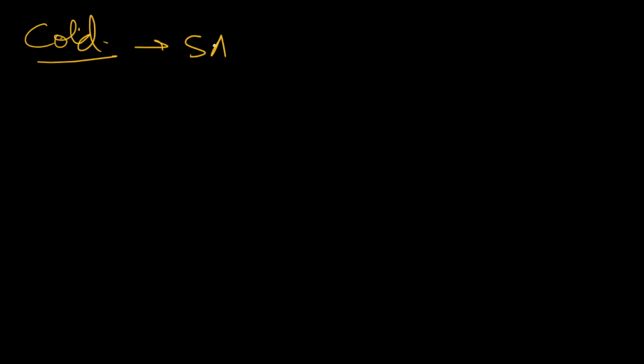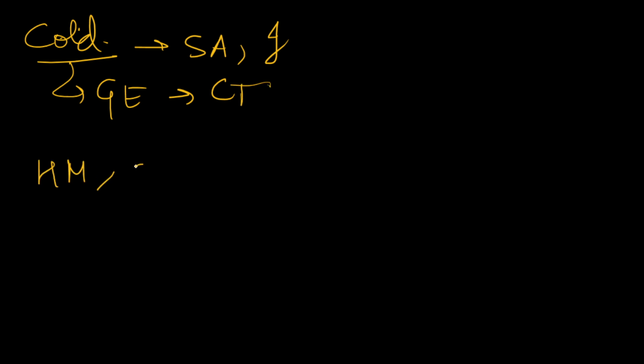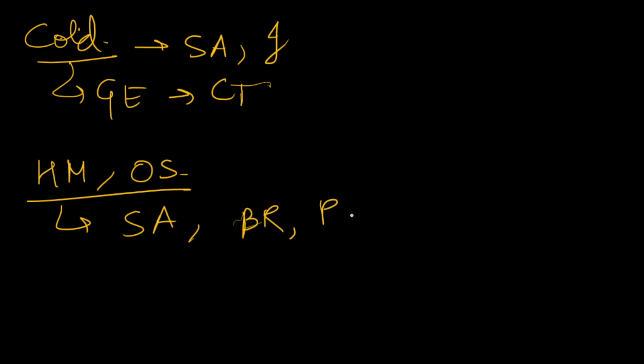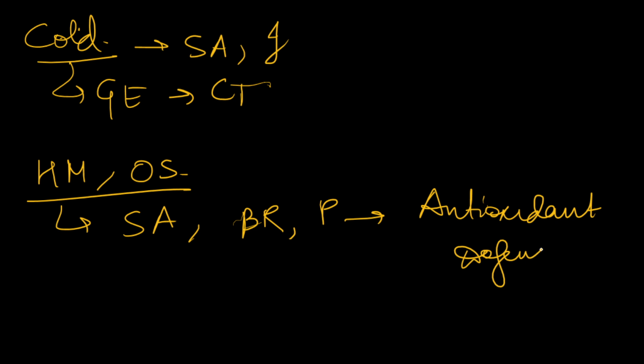In cold stress also, salicylic acids and jasmonates maintain membrane fluidity. They modulate gene expression related to cold tolerance. In heavy metal stress, or oxidative stress, salicylic acids, brassinosteroids, and polyamines enhance antioxidant defense systems. So all these things help the plant to cope with stress.